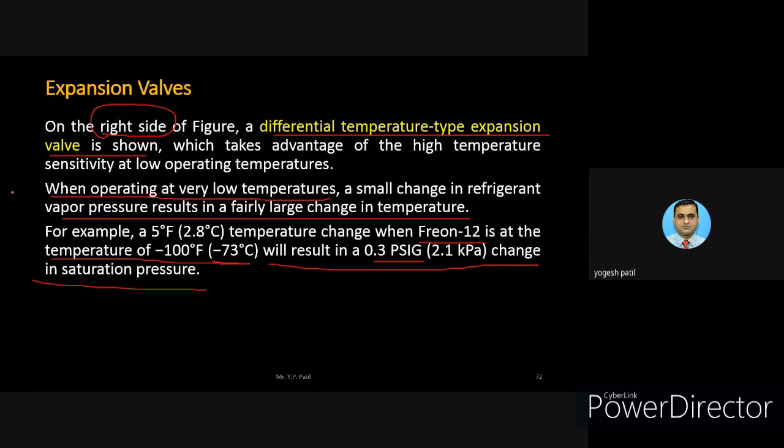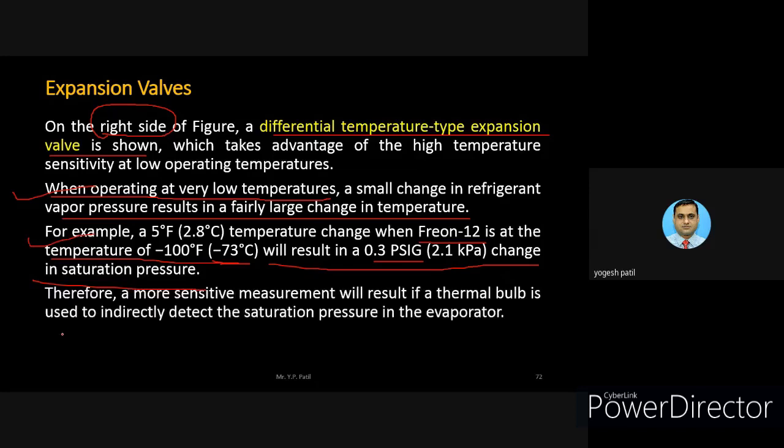The same is mentioned here with the example also. Therefore, a more sensitive measurement will result if a thermal bulb is used to indirectly detect the saturation pressure in the vapor. So to have more sensitivity in this measurement, a thermal bulb is implemented, which indirectly detects the saturation pressure. Because of this, there is an effect of change in saturation pressure, the vapor pressure, because of the change in temperature.